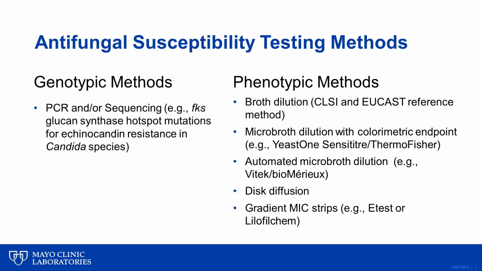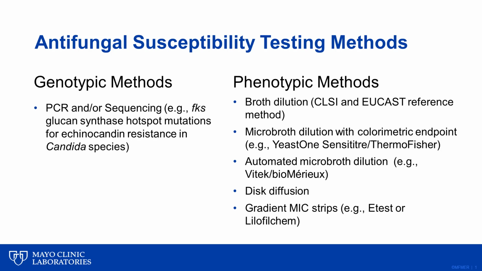Okay, so let's talk a little bit about the various methods that can be used for antifungal drug susceptibility testing of yeast. Antifungal drug susceptibility testing can be performed using either phenotypic or genotypic methods. Genotypic methods such as targeted PCR or DNA sequencing are used for some combinations of fungi and antifungal drugs, such as examination of FKS, the glucan synthase gene, for hotspot mutations that cause echinocandin resistance in Candida species. However, genotypic methods for yeast susceptibility prediction are not standardized and are still largely relegated to research or public health laboratories.